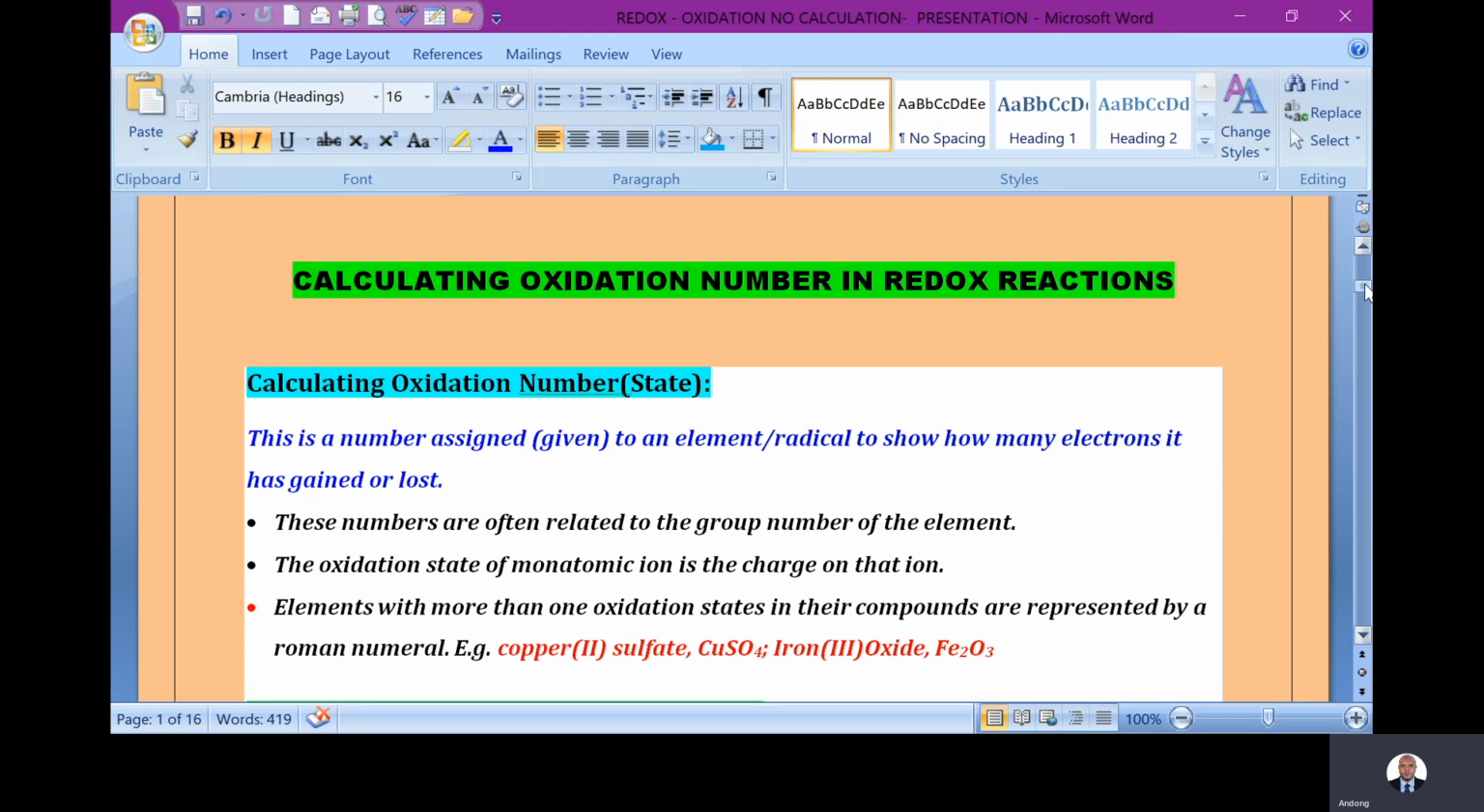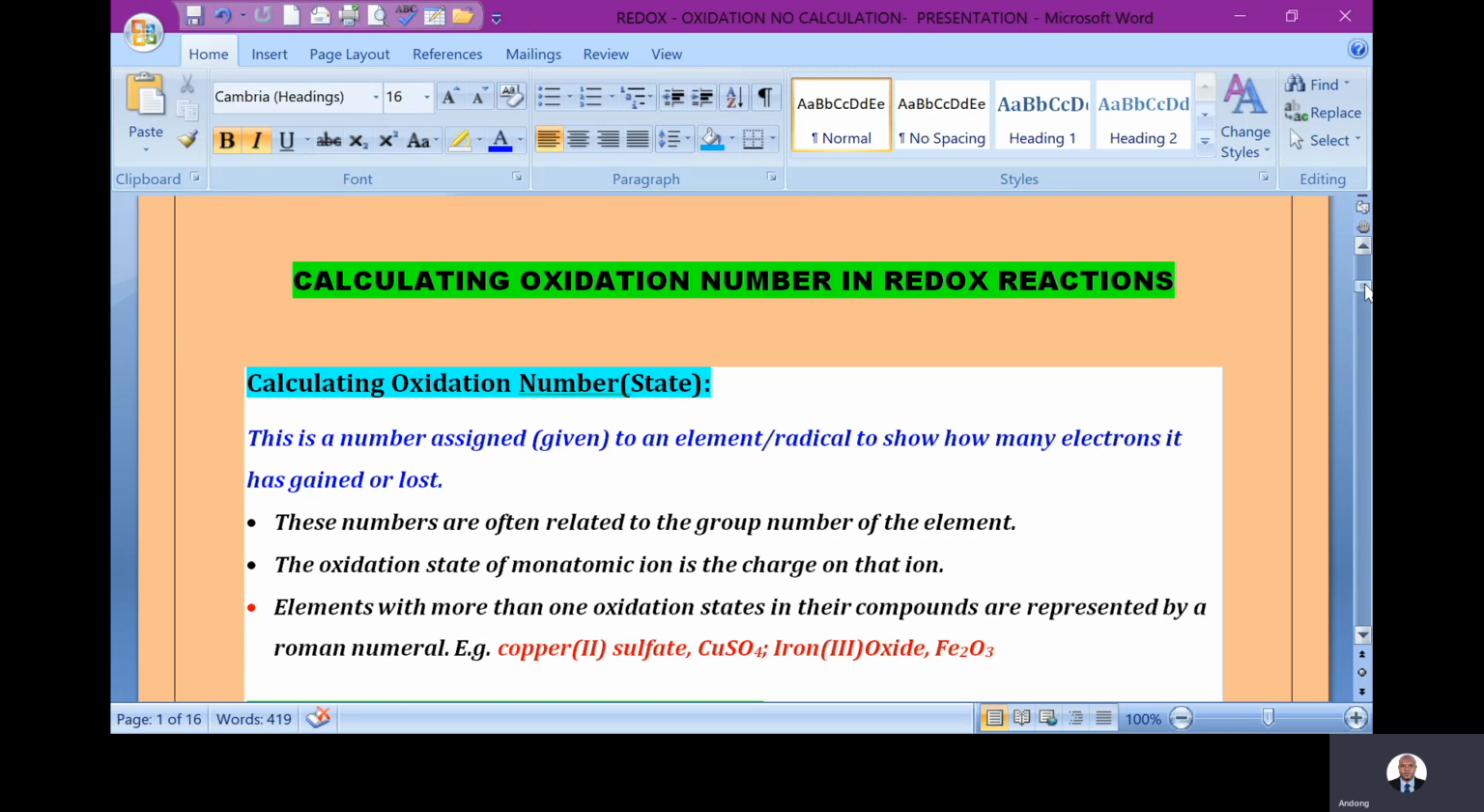Group 1 will have +1, corresponding to the number of electrons lost. Group 2 will have +2, corresponding to the number of electrons lost. And group 3 will have +3, corresponding to the number of electrons that have been lost.